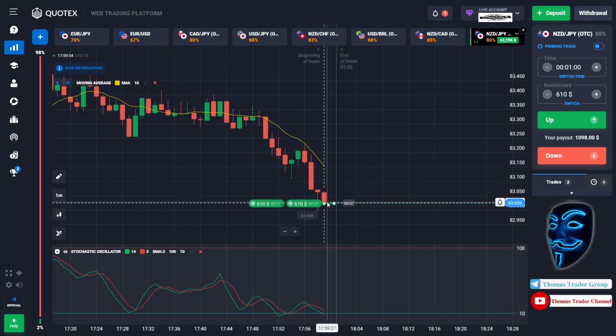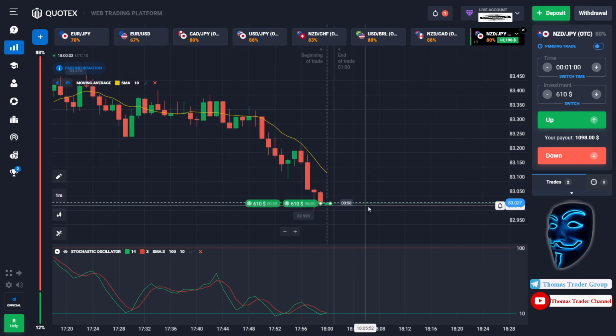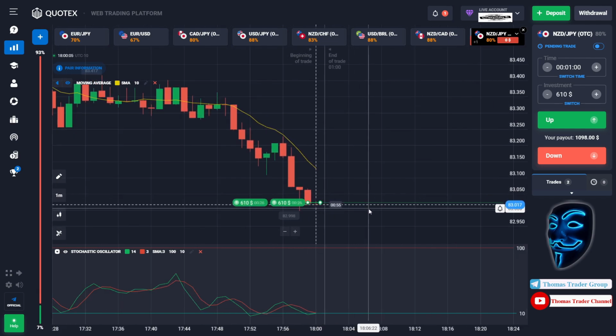And as you can see over here, there is a long lower shadow candle, which means that the market tries to go down but it does not have enough power because the bullish trend is stronger than the bearish trend. Let's prove it and wait till the end of our trade.